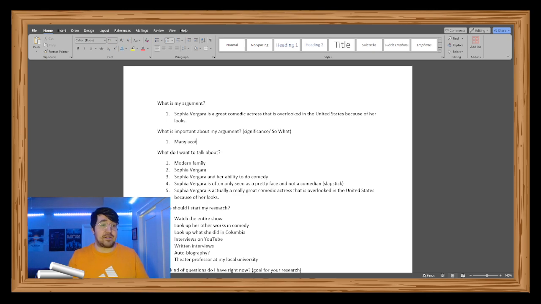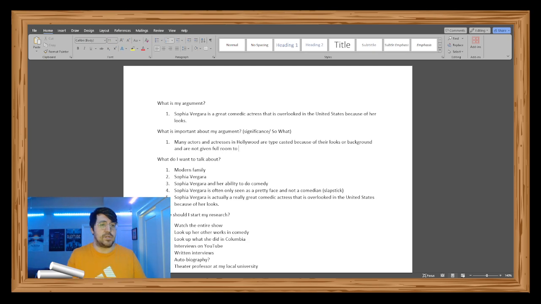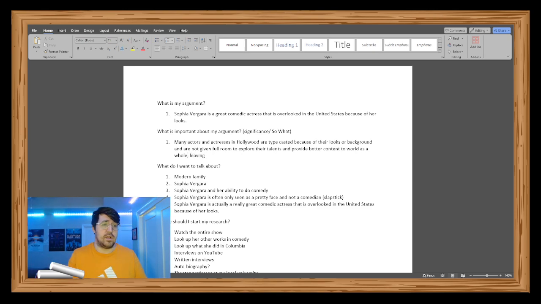It's important because, and let me just rattle something off really fast: many actors and actresses in Hollywood are typecast because of their looks or background, and are not given full room to explore their talents and provide better content to the world as a whole, leaving us with less art that can and should impact the masses. Sure, why not? Whatever.